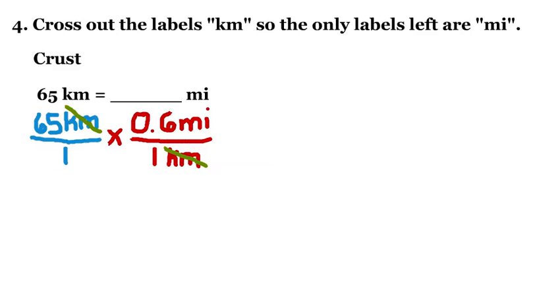Step 4 is we're going to cross out the labels, kilometer. So the only labels left are miles. We do this because if I have a kilometer in the numerator and then a kilometer in the denominator, they cancel each other out. And as you see, the only label left is miles.